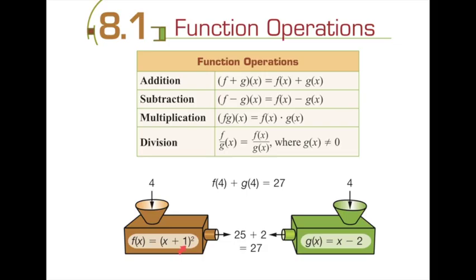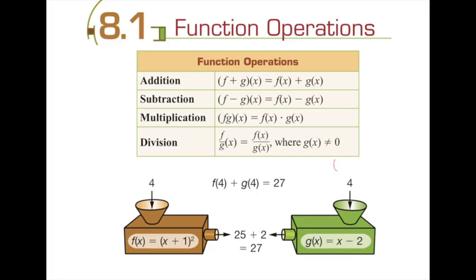4 plus 1 is 5. 5 squared is 25. That is the output of f of 4. g of 4 means input 4 into the g function. So if I put 4 in, 4 minus 2 is 2. The output from the g function is 2. So you can add and subtract functions. You can do it after the fact: input, input, add your two outputs. Your answer is 27. You can do it before the fact.